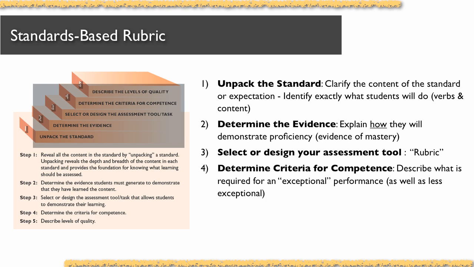Number 4, or step 4, determine the criteria for competence. Describe what is required for an exceptional performance, as well as less exceptional. What would the best performance look like? As a teacher or a coach, what would the student or athlete do to demonstrate that they have performed at the required expectation? For example, if you were assessing a student in a basic jump rope performance, you may look for how the student determines the effectiveness or length of the rope, how the rope is held, whether or not the wrist or arms are used, whether or not the student jumps off their toes, how high the jump is, whether or not the knees are bent, and so on and so on.